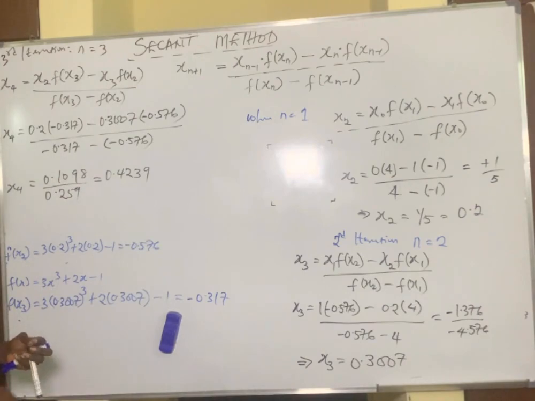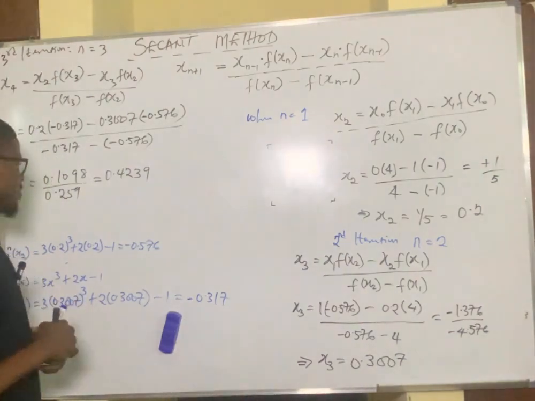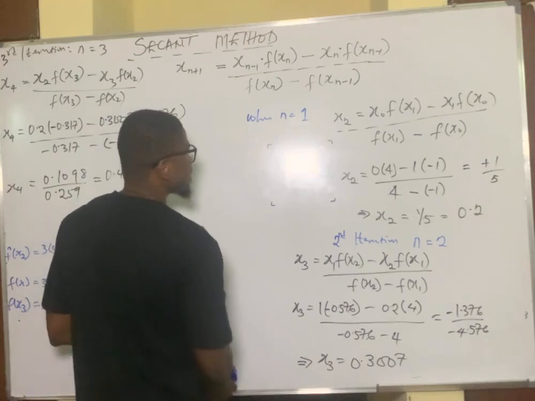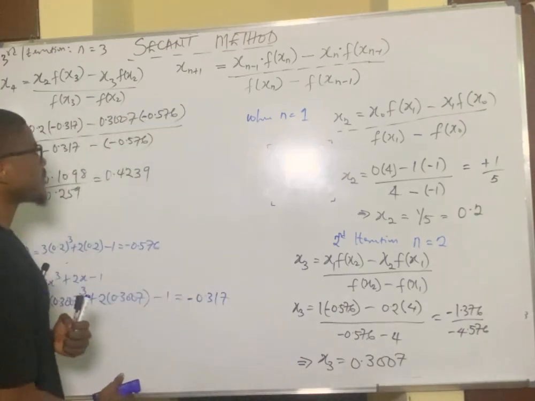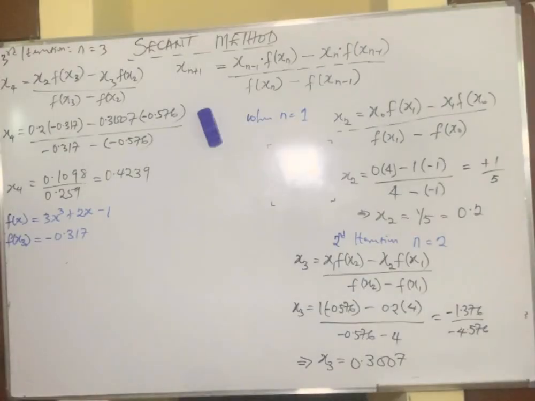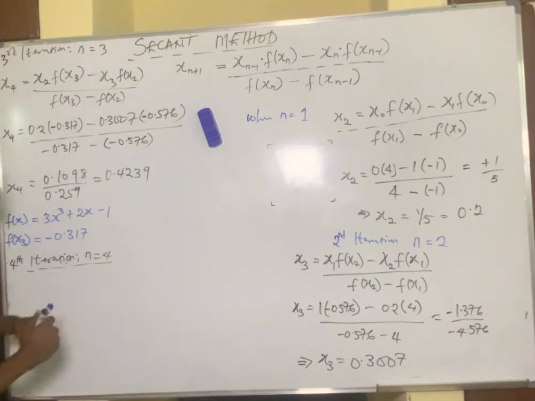Now, having found x4, we perform the fourth iteration, which is the final iteration, because the question says we should perform up to 4 iterations, right? So we perform the fourth iteration. So for the fourth iteration, that will be when n is equal to 4, right? So we can do that here. For the fourth iteration, we have n to be equal to 4. So we simply plug in n as 4 into this equation.